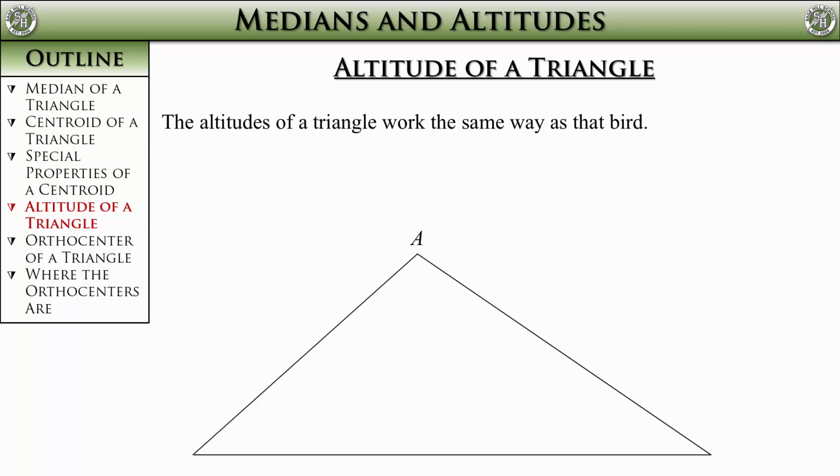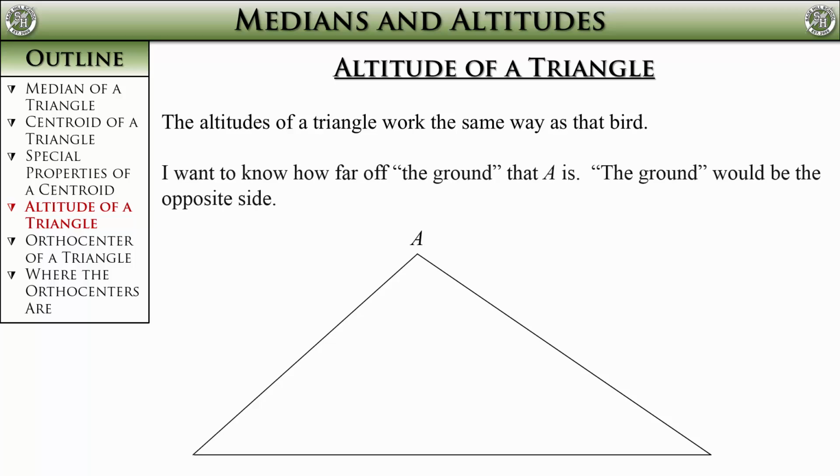Here I have a triangle with vertex A. If I want to draw in the altitude from A, I am asking how far off the ground that is. The ground would be the opposite side. I want to draw in the shortest distance, which would be the perpendicular, so that would be this line segment here. That red dotted line is the altitude from A. If we were building a strange triangular building, that is how far A would be off the ground.